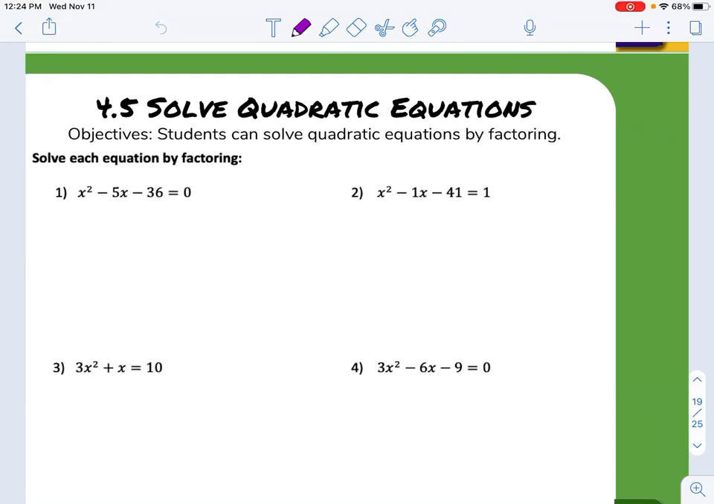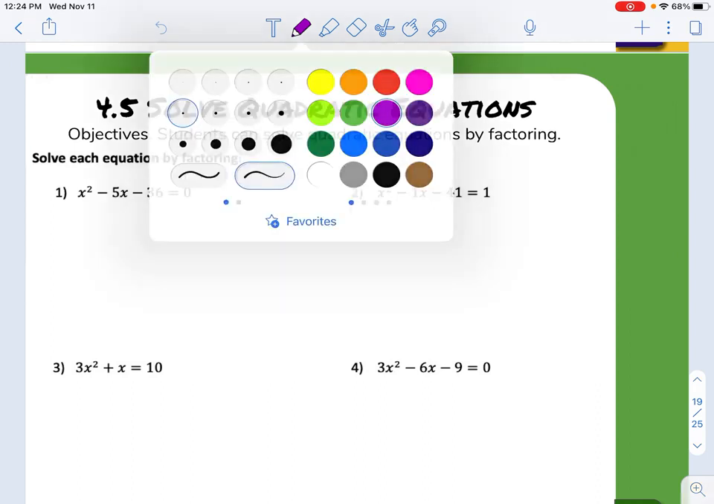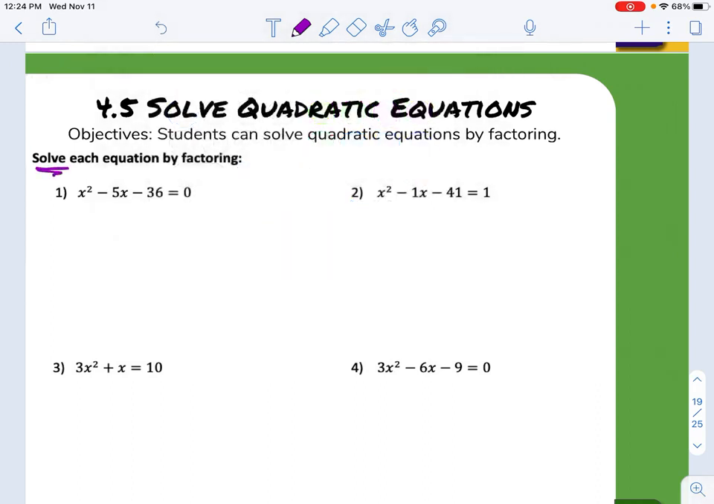Hello, today we are going to begin covering lesson 4.5, solve quadratic equations. Your objective today is you guys will be able to solve quadratic equations by factoring. The first thing I want to point out is when it says to solve, that means instead of just having the polynomial here and factoring, we have it that it's equal to 0. Now it must equal 0. So if it does not, we need to solve.